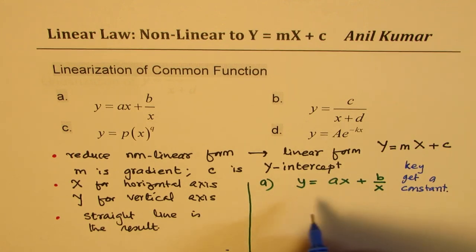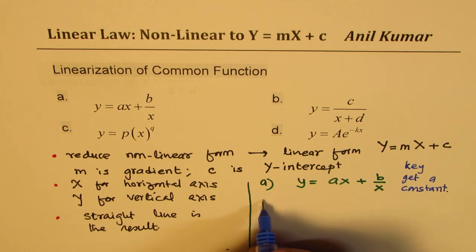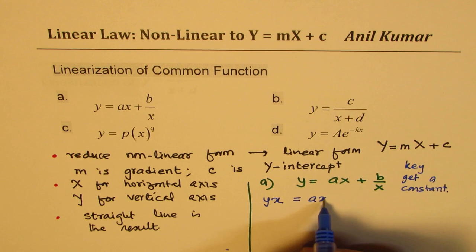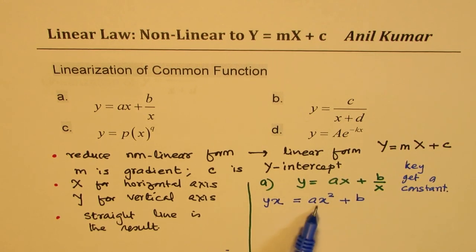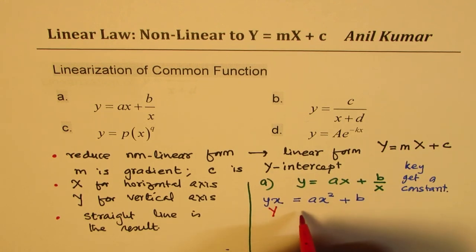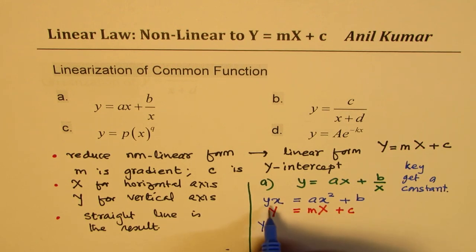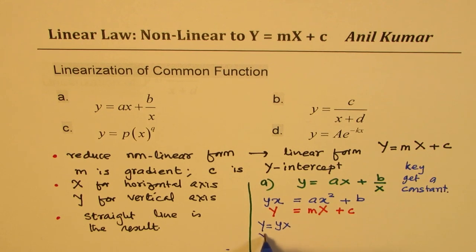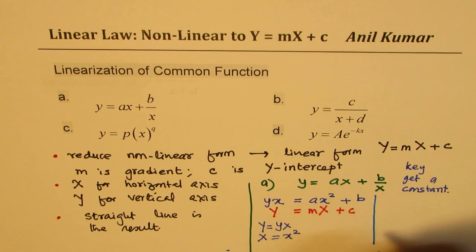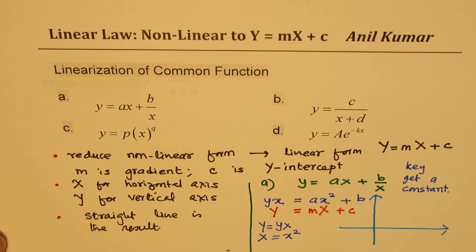So let us multiply by x. So we do times x. So I could have written this as yx equals ax squared plus b. Do you see that? So as soon as I write like this, what you really notice here is that I could now write it of the form capital Y equals M capital X plus C, where capital Y is equal to yx, correct? And capital X is equal to x squared. Now that really means that I could actually plot it. So if I plot it on a graph with the coordinates, on the vertical axis I will take yx, and on the horizontal, I'll take x squared. Then the result will be a straight line.